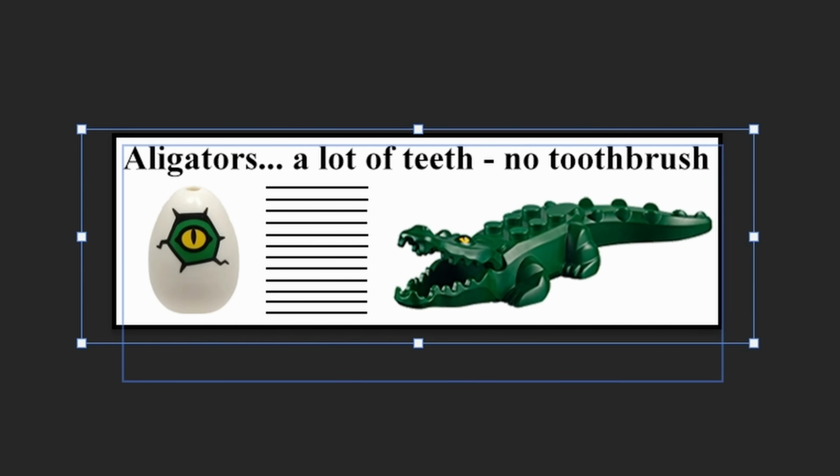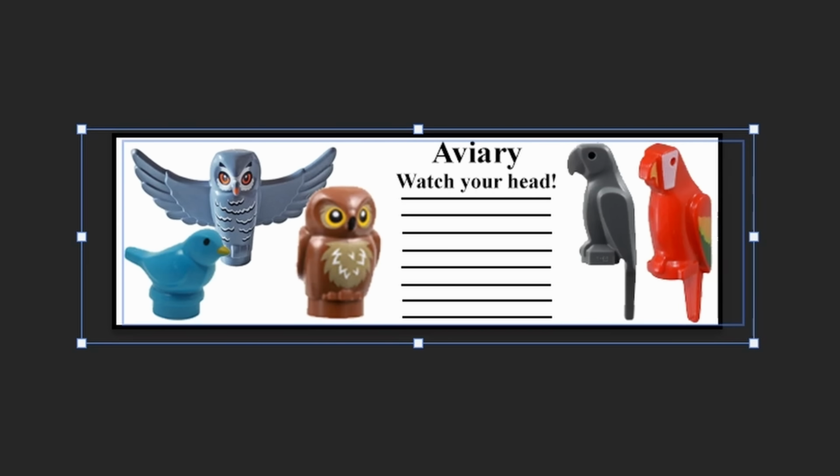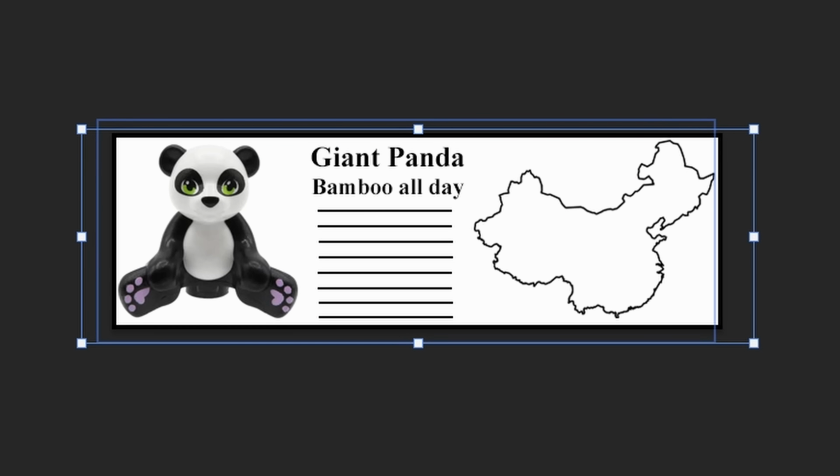Alligators, a lot of teeth, no toothbrush. Flamingo, their favorite color is pink. Aviary, watch your head because the birds are swooping around. Get it? Yeah. And giant panda, bamboo all day, and we've got the outline of China there.